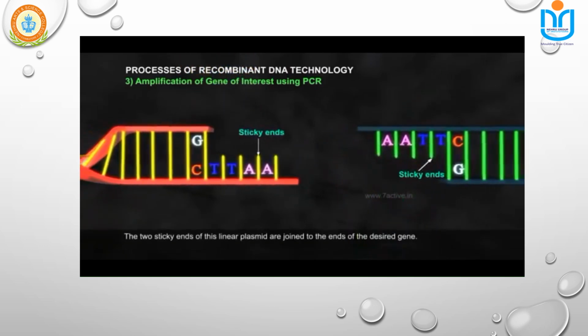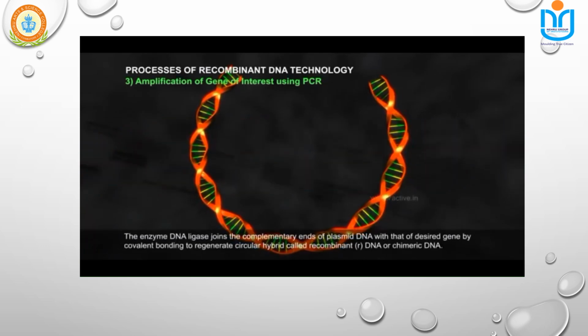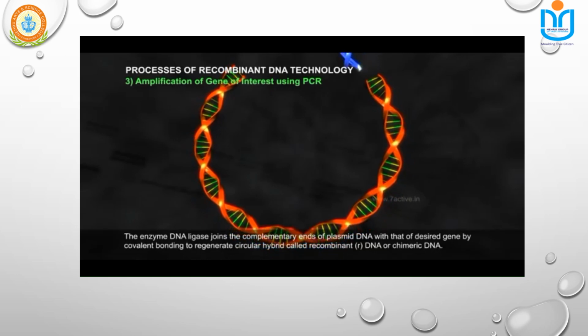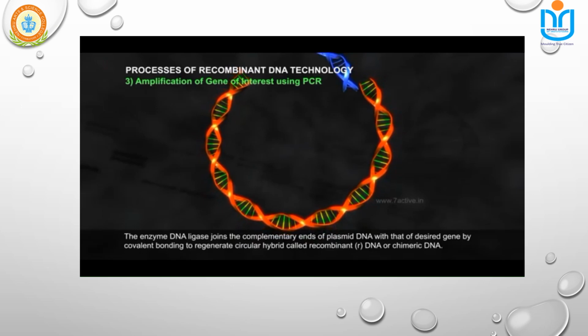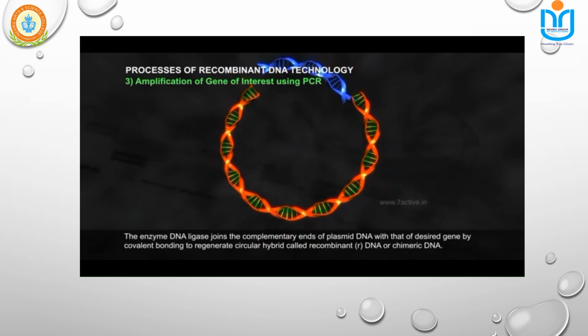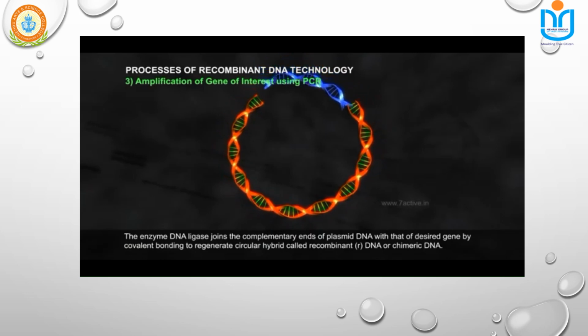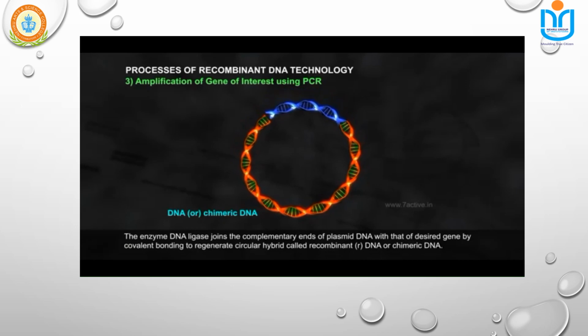The two sticky ends of this linear plasmid are joined to the ends of the desired gene. The enzyme DNA ligase joins the complementary ends of plasmid DNA with that of the desired gene by covalent bonding to regenerate a circular hybrid called recombinant rDNA or chimeric DNA.